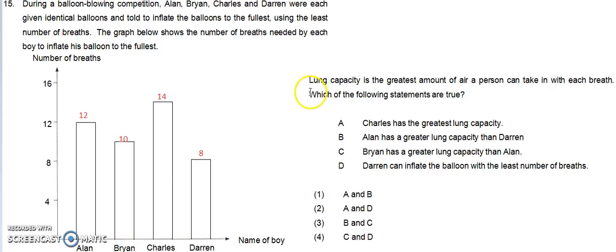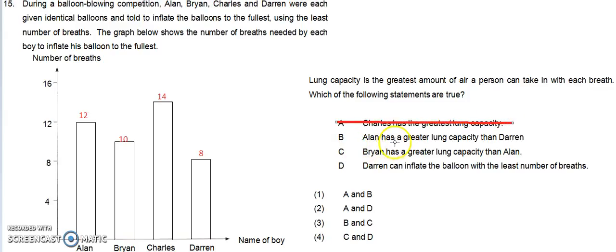Let us take a look at the question. Lung capacity is the greatest amount of air a person can take in with each breath. Which one of the following statements are true? A. Charles has the greatest lung capacity. Well, this is not true because Charles needed 14 breaths to inflate the balloon. So it shows that Charles has the least lung capacity, whereas Darren has the most lung capacity. So A is not the correct option.